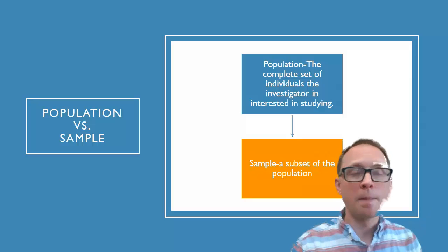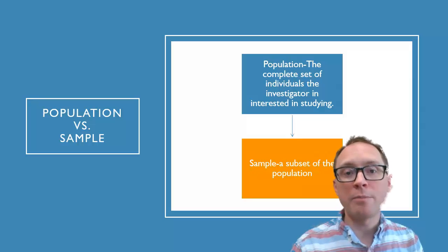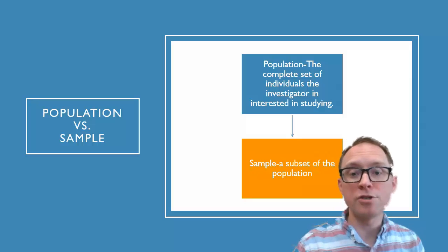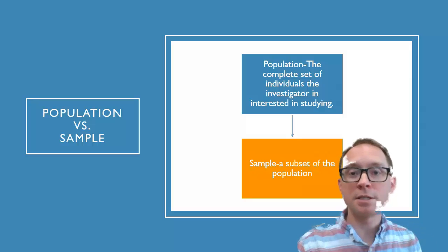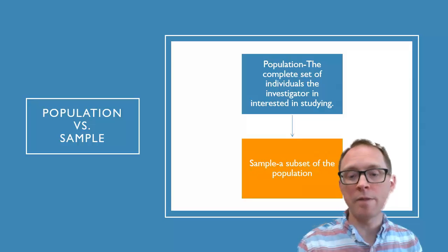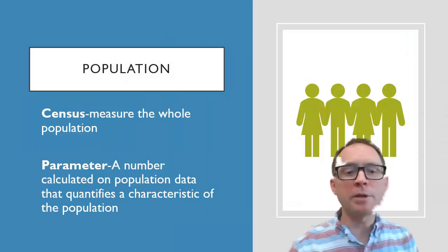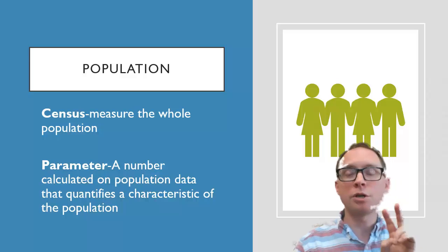So let's say I take 100 people out of the population and measure the quality of the relationship. The 100 people that I took out of the population, that's the sample. The people in my study are my sample, the subset of the population. When we discuss populations, though, you should know a couple of different terms that are important.